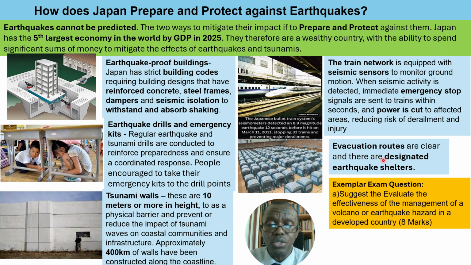Then the last thing that they do is to make sure that they have very clearly marked evacuation routes and that there are designated earthquake shelters. So in the case of people that are in areas where they need to take cover, they can go to the evacuation centers, to the shelters, and they can be in a building that is equipped with the technology that can protect them from the earthquake or from the damage that may be caused to buildings by earthquakes.